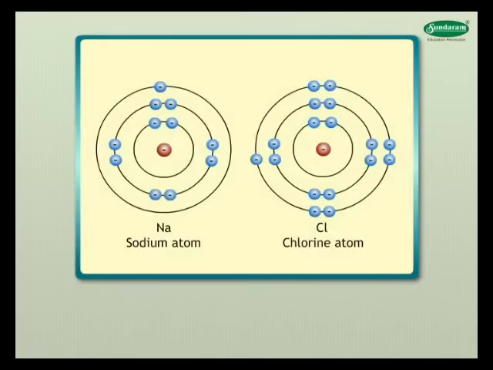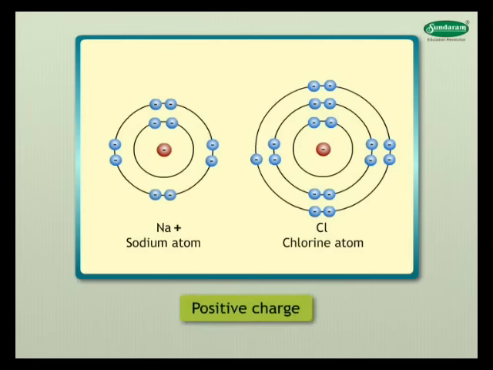We know that sodium atom has one electron in its outermost shell. If it loses one electron from its M shell, then its L shell becomes the outermost shell to acquire a stable octet. The nucleus of this atom still has 11 protons, but the number of electrons has become 10. So there is a net positive charge giving us a sodium cation Na+.